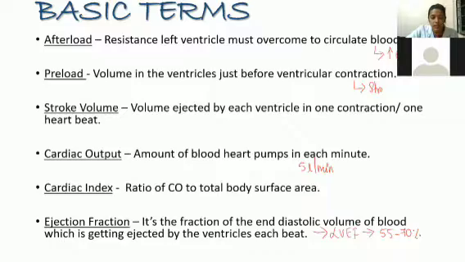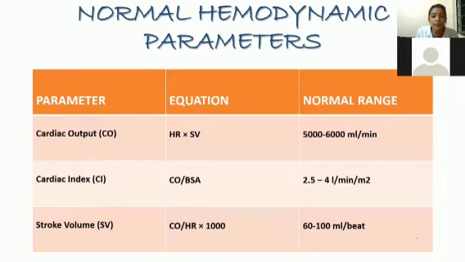Okay. So next we are going to see normal hemodynamic parameters. How to calculate these things? Cardiac output: the equation is heart rate into stroke volume. We cannot really say a normal range; at rest it will be 5 liters per minute. And it can be increased up to 7-fold according to the body's metabolic demands.